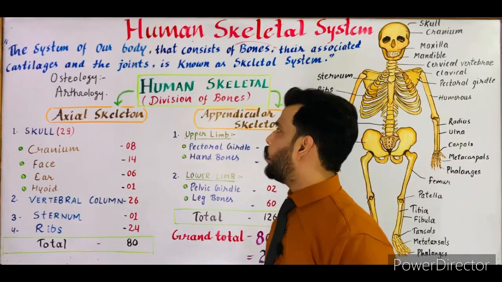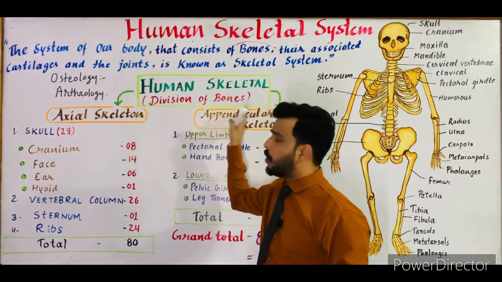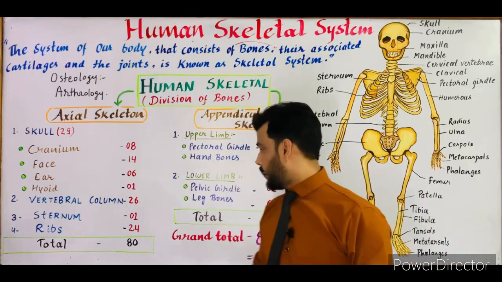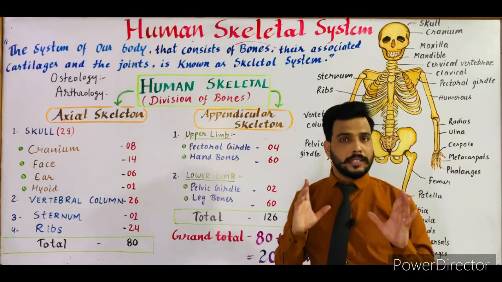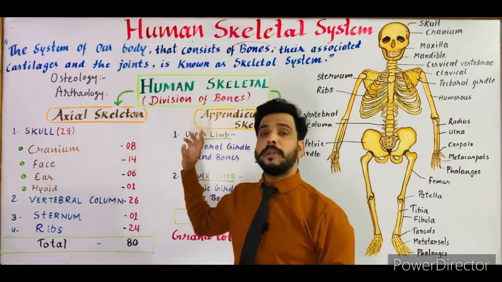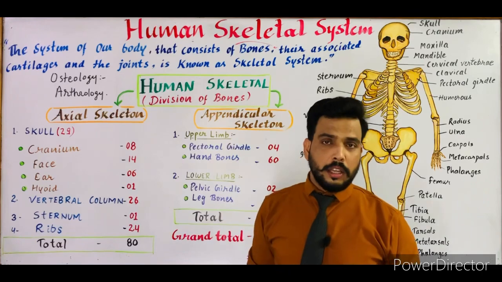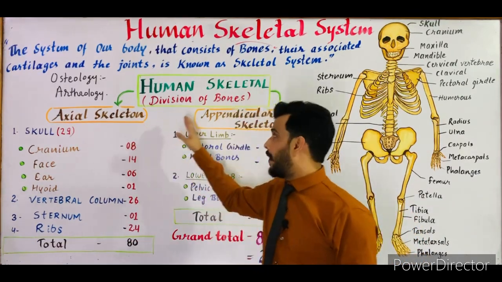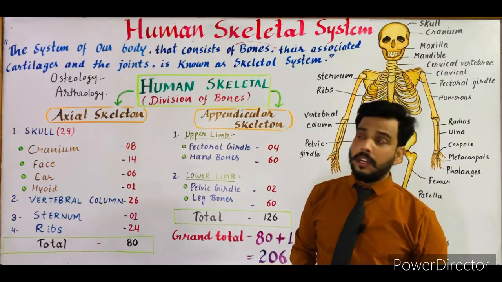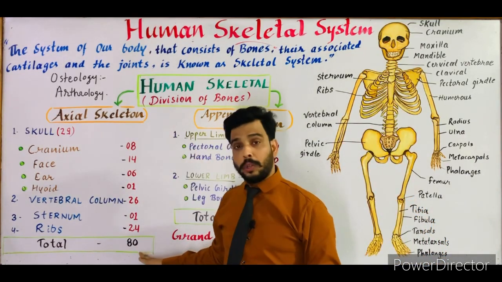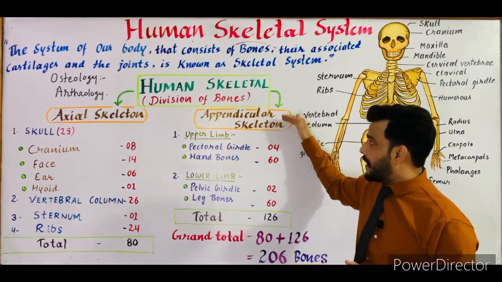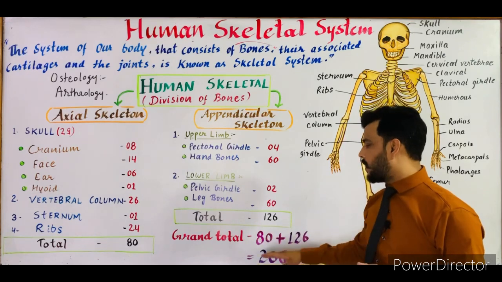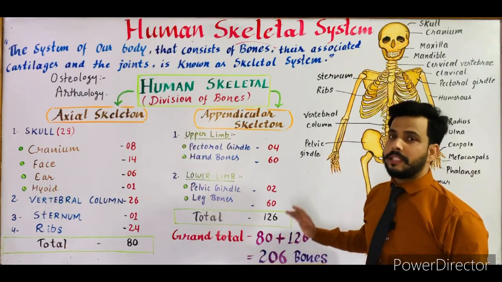So now I will tell you about the human skeleton division of bones. How many bones are there and how they are divided. So there are a total of 206 bones present in our skeleton system. These bones can be divided into two categories. The skeleton can be divided into two parts. The first one is the axial skeleton and the other one is the appendicular skeleton. The axial skeleton consists of a total of 80 bones, while the appendicular skeleton consists of 126 bones. So 80 plus 126 is equal to 206 bones which are present in our body.